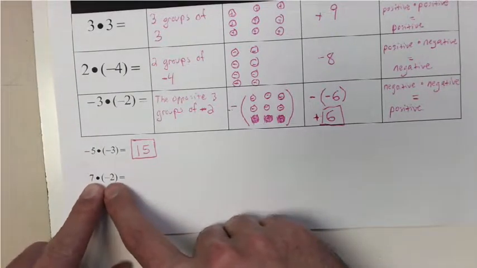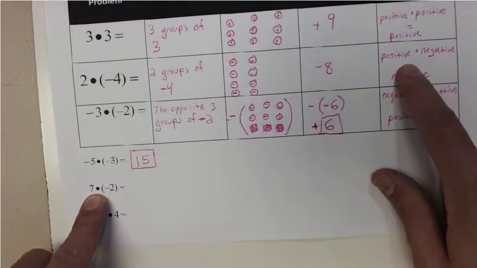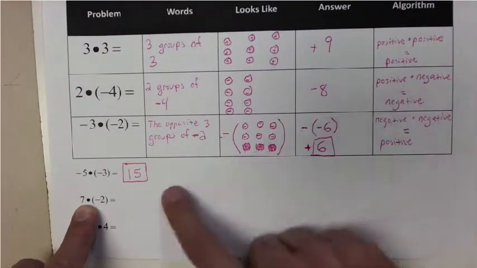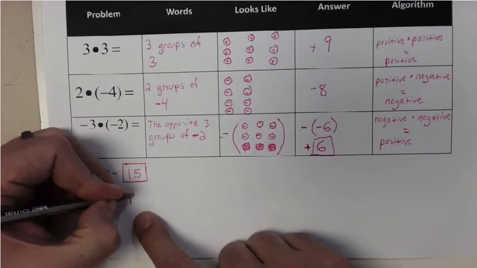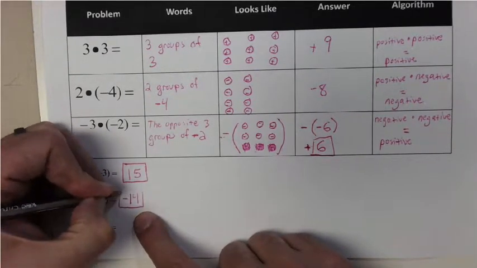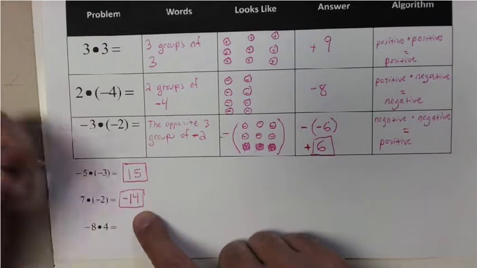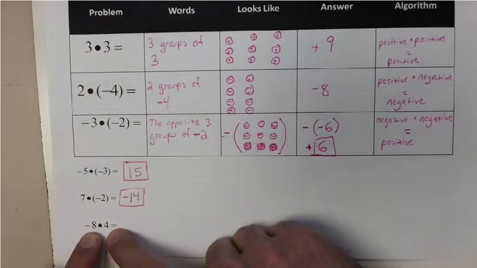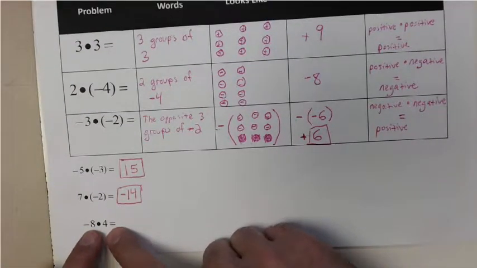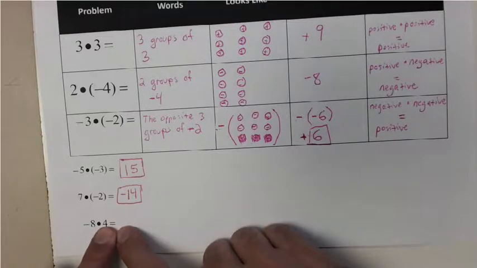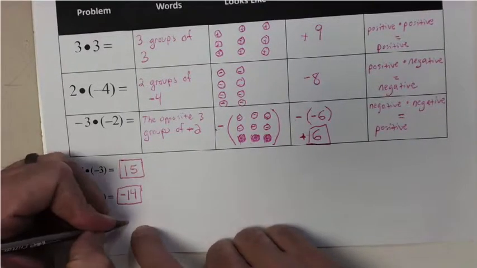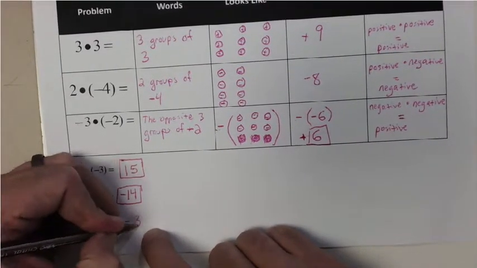Okay, now I've got a positive times a negative. I look at my algorithm, positive times a negative. That's going to be a negative. So this is saying, what is 7 groups of negative 2? Well, that's negative 14. All right, and negative 8 times 4. Well, I could also say it's 4 groups of negative 8, or it's the opposite of 8 groups of 4. Either way, it's going to be negative, and 8 times 4 is 32.